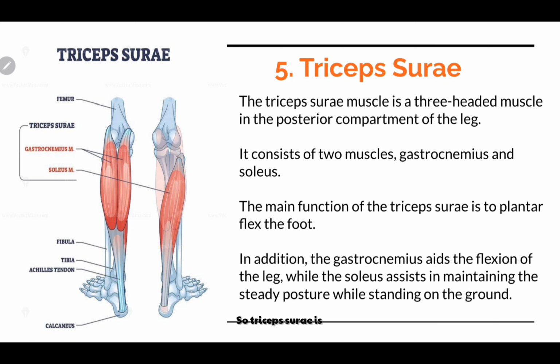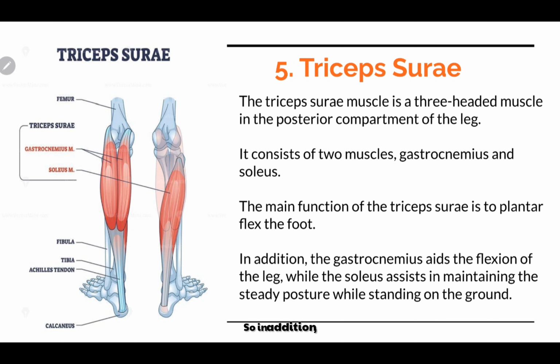Okay, so triceps surae is actually a combination of two muscles, which is the gastrocnemius and soleus. So this is the soleus muscle, this bulky muscle is soleus, and this is the gastrocnemius. So gastrocnemius actually has two heads. Okay, lateral head and medial head. So what is the important function of triceps surae? Plantar flexion of foot. So the main function of triceps surae is to plantar flex the foot.